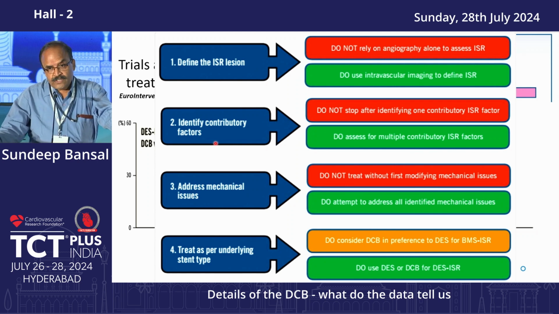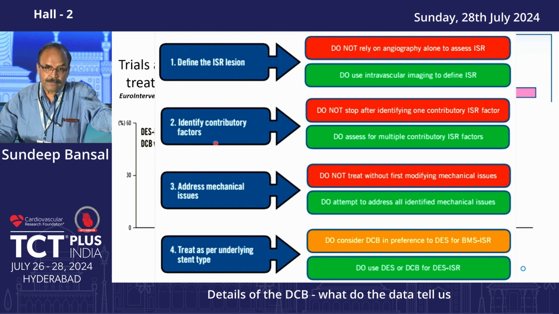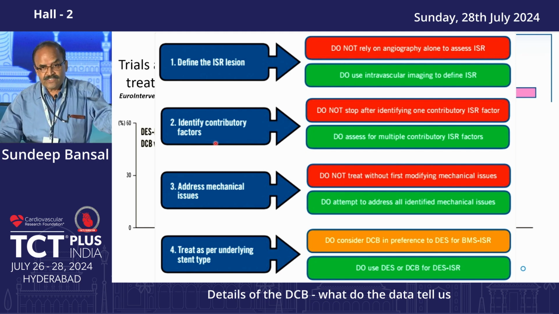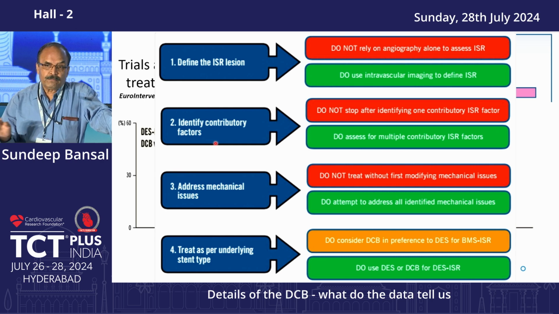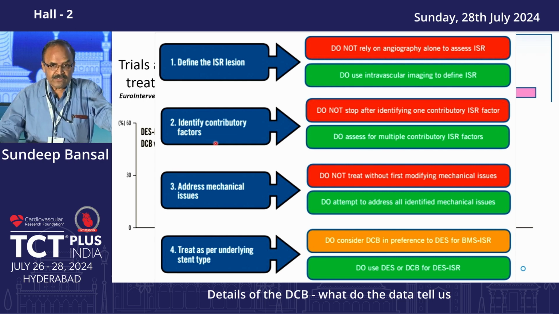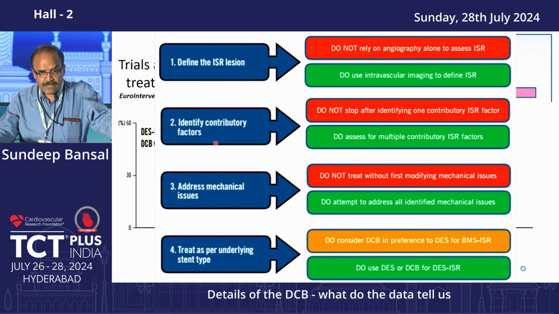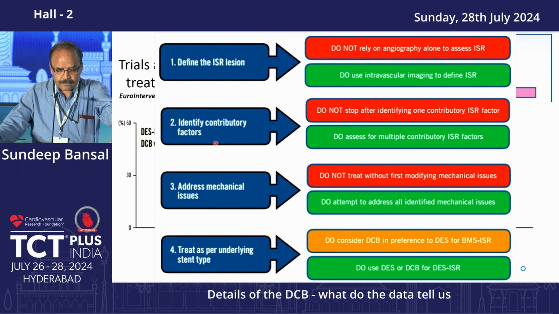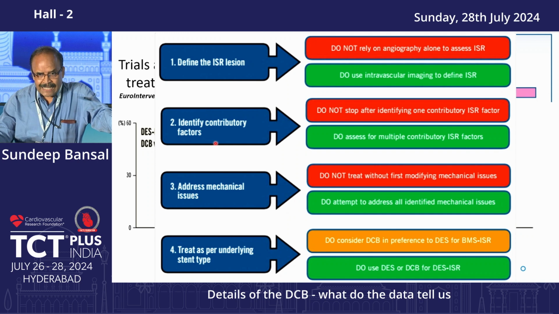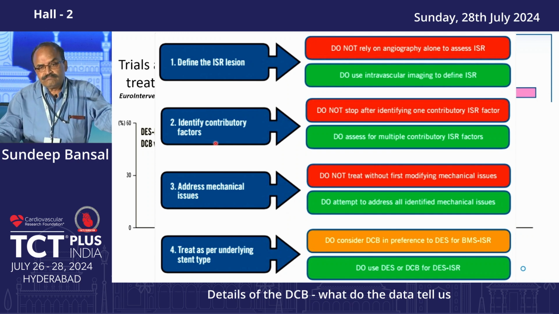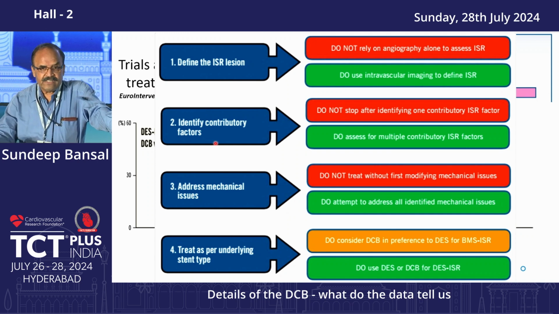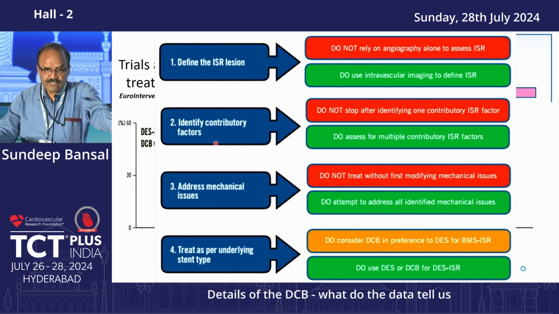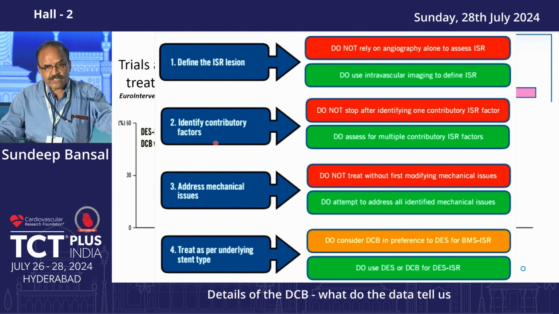So first thing is to use intravascular imaging, because angiography alone never tells you the exact mechanism. It could be because of a poor stent expansion. It could be because of neointimal hyperplasia. It could be because of neoatherosclerosis. So imaging has to be used. Drug-coated balloons are particularly effective in patients who have neointimal hyperplasia, for example, wherein you use a cutting balloon.